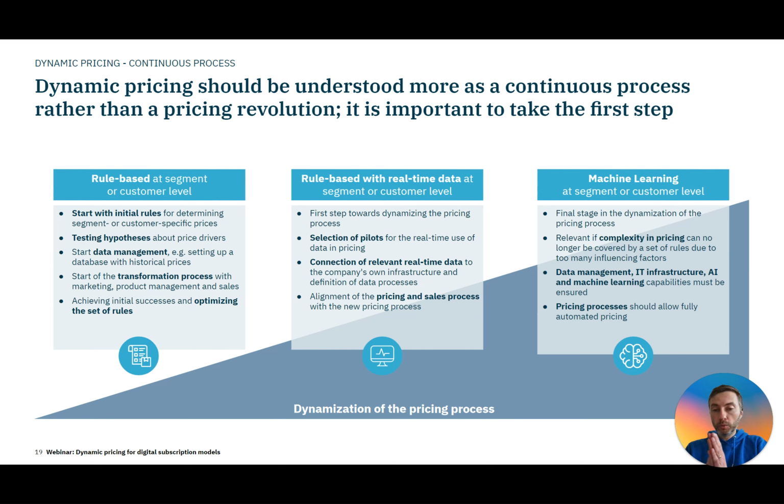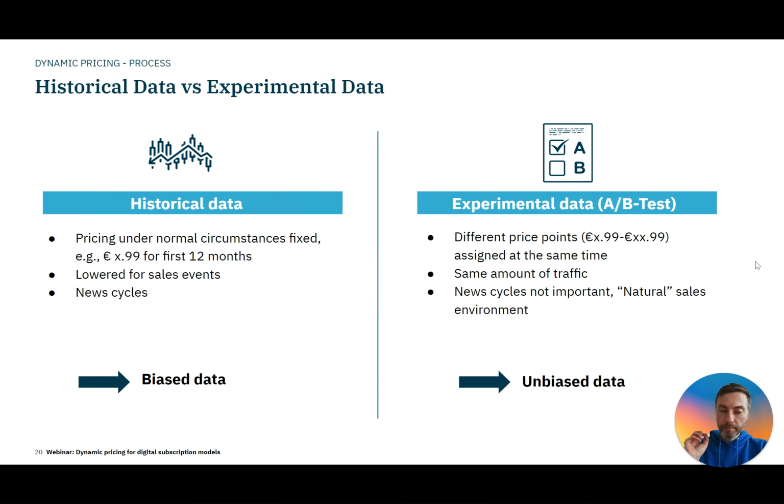The important thing is, when you think about dynamic pricing, you must not necessarily think AI right from the start. But you can start here on the left-hand side with rule-based pricing rules for different segments or customers. Over time, you can enrich it with real-time data. And of course, if you've done that step, the next logical step is then a machine learning approach, which also tailors pricing to every single customer, usually.